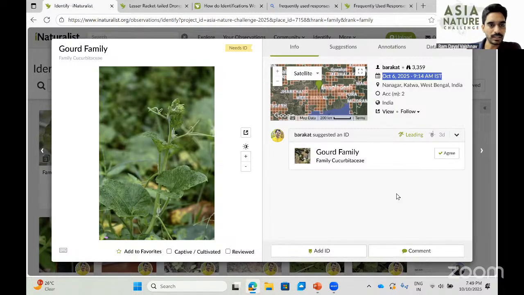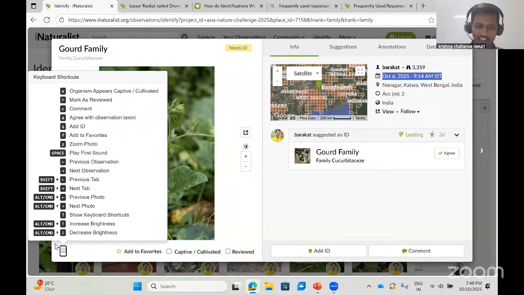Can you also show them the keyboard shortcuts here in the bottom left of your screen? They're at the corner. If anybody forgets, it's fine, it's just a button at the corner. The important ones are add ID, I for that, and comment.